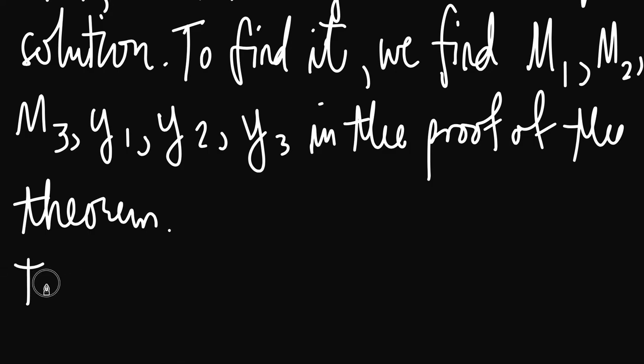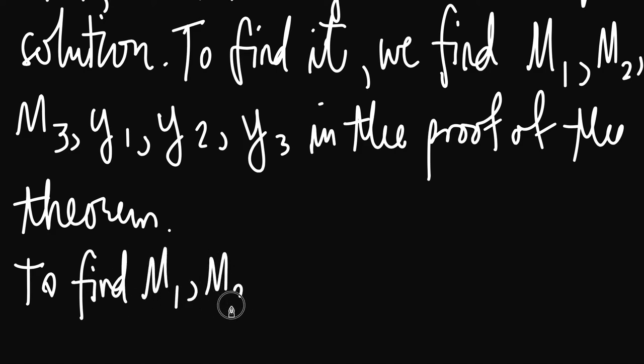Specifically, we need to find the big M's: big M sub 1, big M sub 2, and big M sub 3. Again, recall that big M as a total is the product of all the moduli. Big M sub 1 is the product of all the moduli save the moduli of the first congruence in the system.